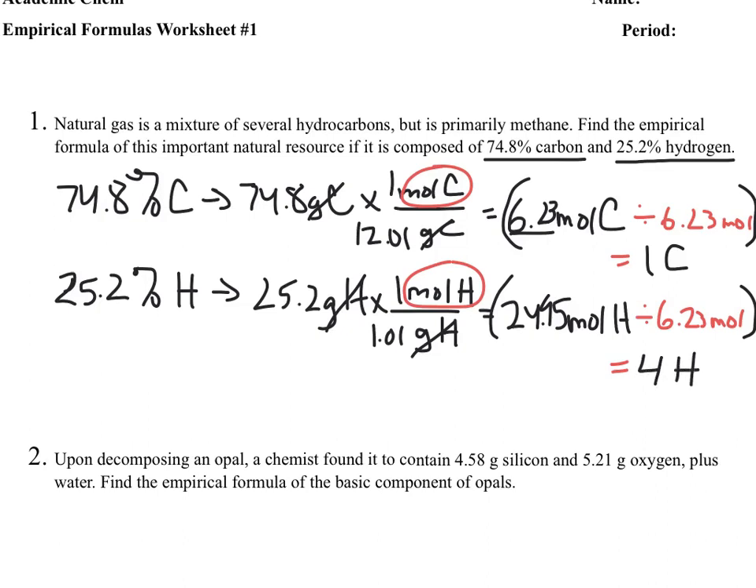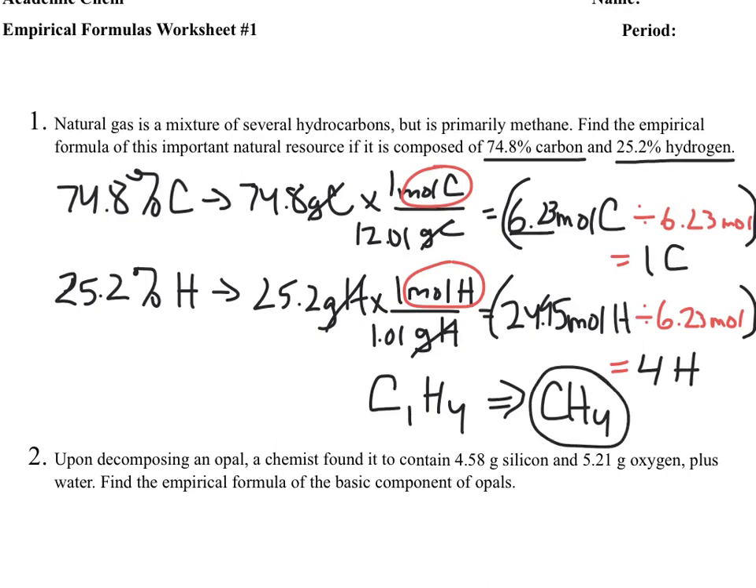So 4 hydrogen. The reason you divide by the lowest number of moles is we're trying to find a ratio. It's going to be 1 carbon for every 4 hydrogen. So we'd write that empirical formula as CH4. Perfect.